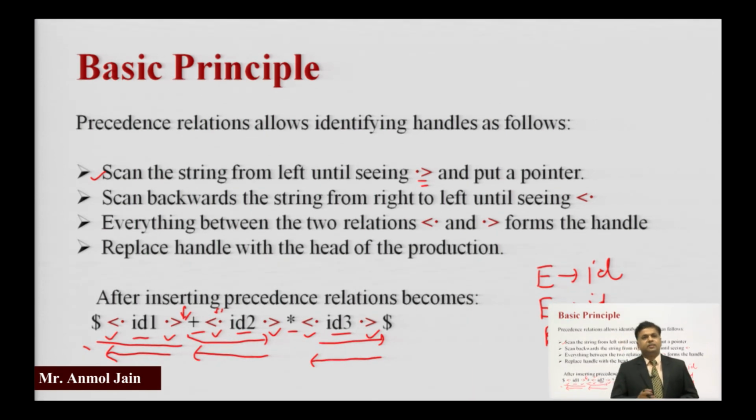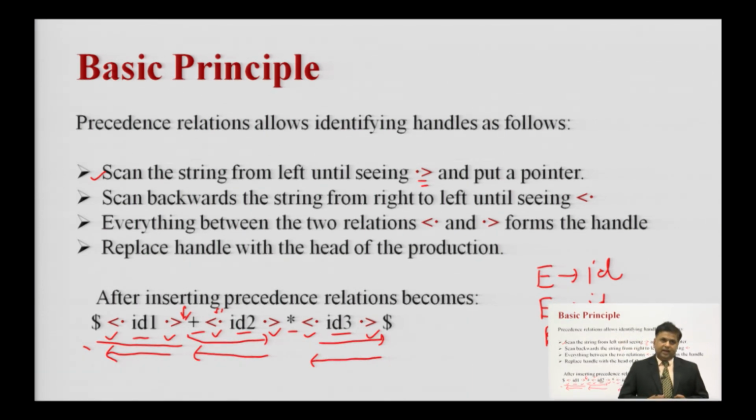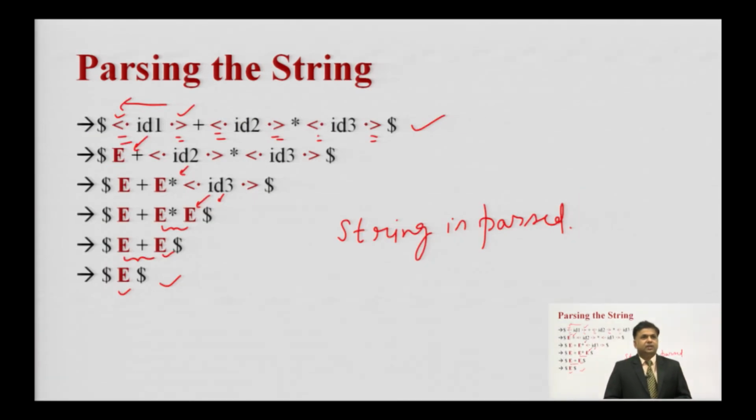जैसे मेरे को एक relation मिलता है या कोई भी ऐसा handle मिलता है जिसको मैं reduce कर सकता हूँ, I reduce that with the appropriate production. Once we can reduce the production, and if we start from the string and reach up to the starting symbol, we can easily declare whether the string can be parsed with the precedence table or not. Thank you.